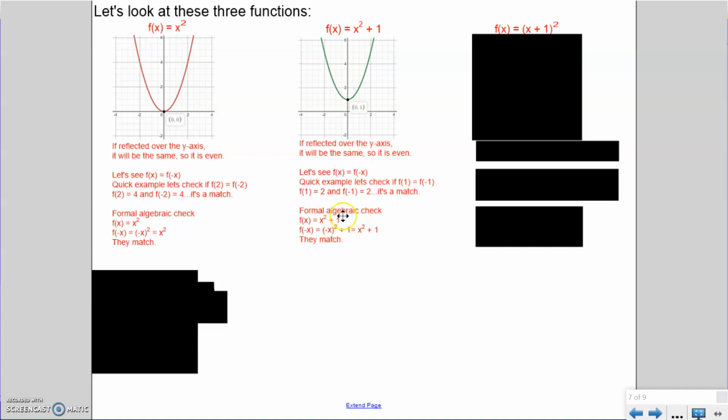So it's the exact same equation. They match. Now, some kids say, oh, if it's x squared, an even power, does that always mean it's even? The answer is no. Look at this one.